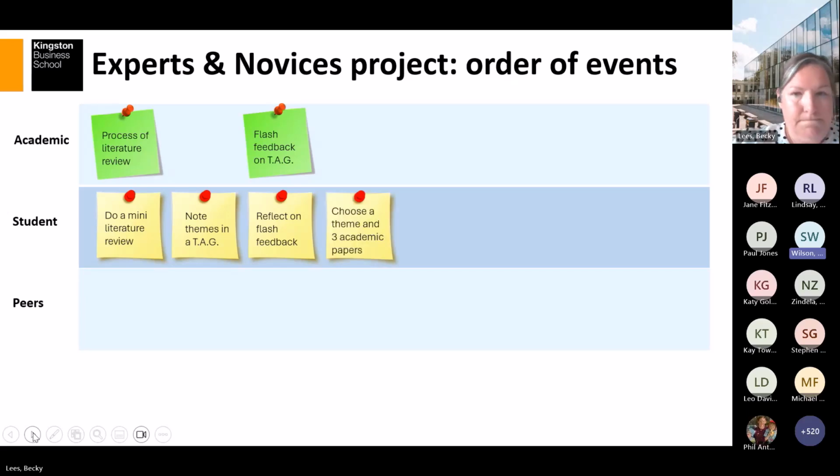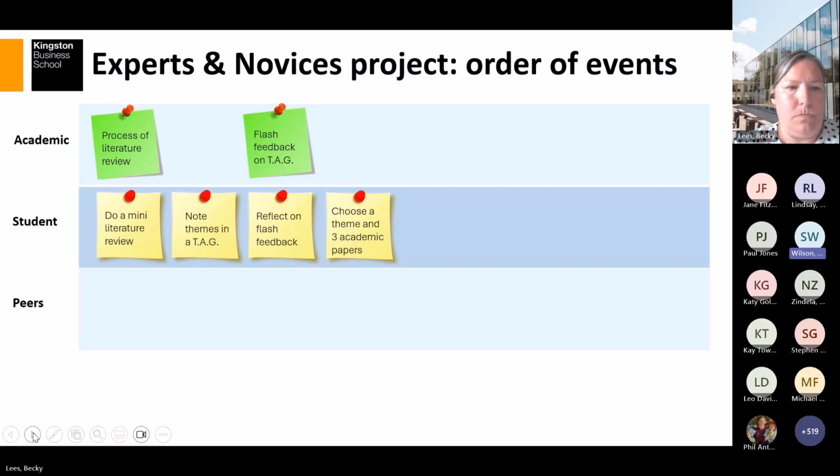So then over reading week, they'll hopefully more or less finish their TAG, and they're looking to pick one of the themes that interests them that they found. And they're going to use 3 academic papers to discuss this. But they get to the point now where they're not quite sure, they're still a bit woolly on it.